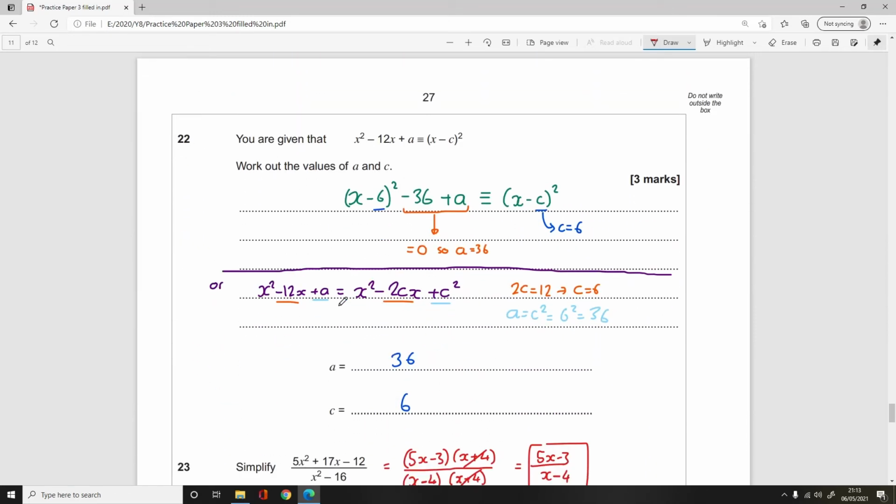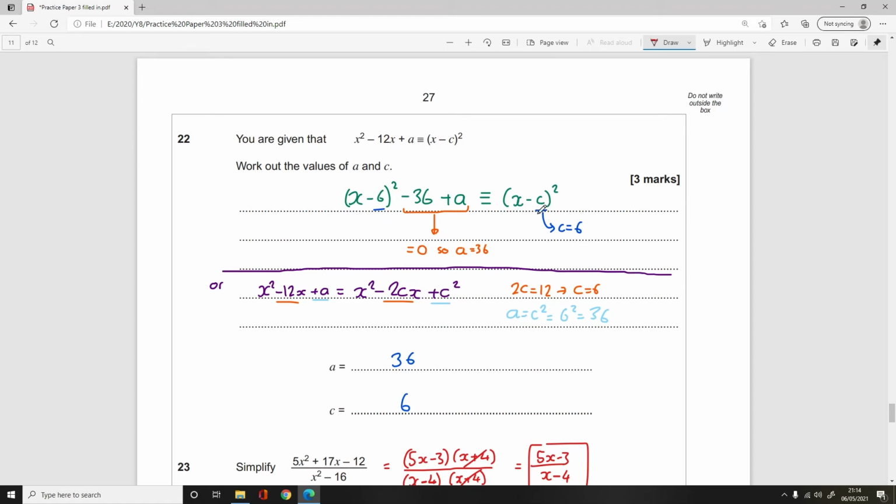22, I thought of 2 ways we could do this. The first way is by thinking about this as completing the square, and although this was the obvious way that occurred to me, I don't think it would necessarily be the obvious way for you. I completed the square with x squared minus 12x. I figured out that this was basically x minus 6 all squared, and then minus 36 plus a, of which there's nothing over here, so that had to equal 0, so a had to be 36 to make that happen, and c was 6 because it was in the same place in the bracket.